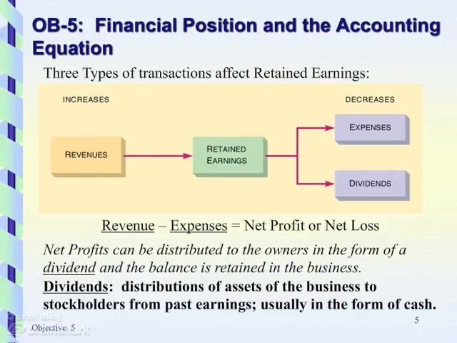If a business decides to provide a return to its stockholders in the form of dividends, that would essentially take net profits and subtract some of those profits and give them to the owners or stockholders. So from a definition standpoint, dividends are the distributions of the assets of the business to its stockholders from past earnings. Usually, this dividend is done in the form of cash.